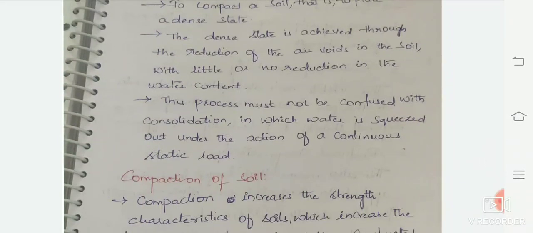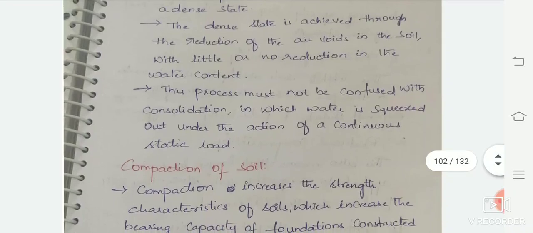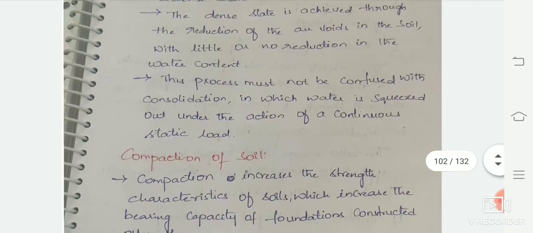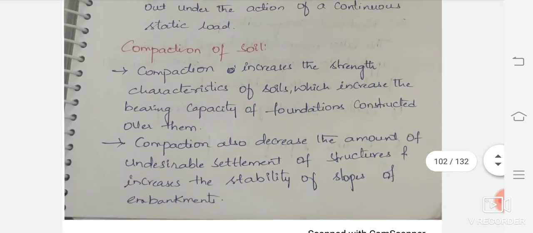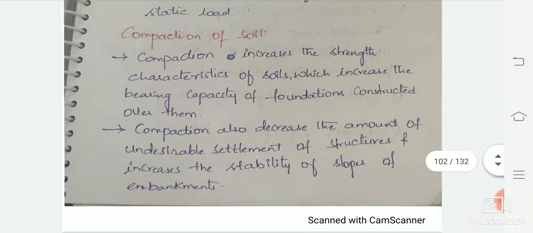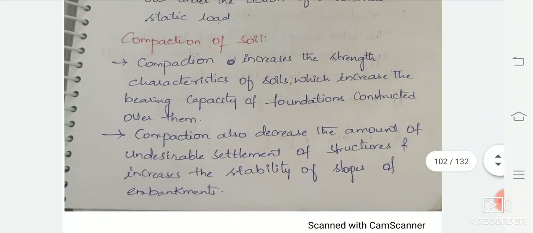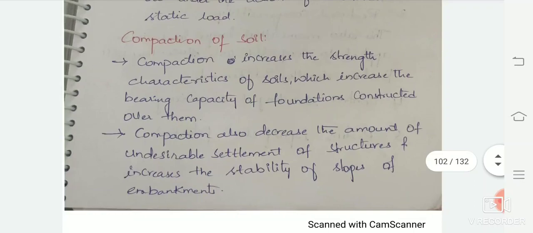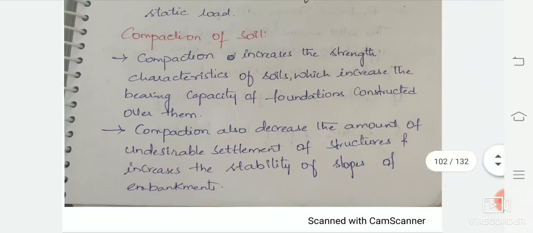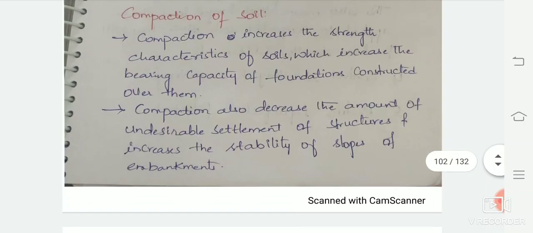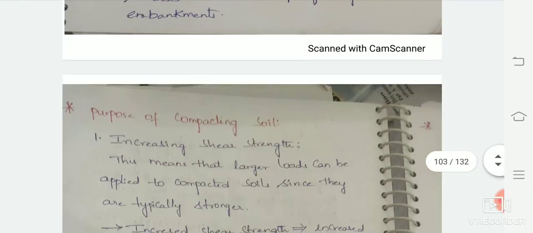Whatever water content is present in a particular soil, it will be squeezed out, and this process is related to consolidation also, for the water which is squeezing out. And compaction of soil gives strength characteristics; it increases the strength characteristics, and it also increases the bearing capacity of any construction. And due to this, there will be less settlement and more stability of any compaction also here.